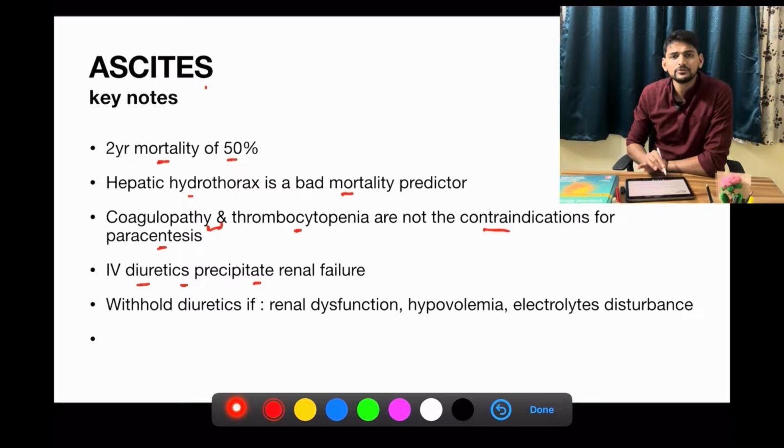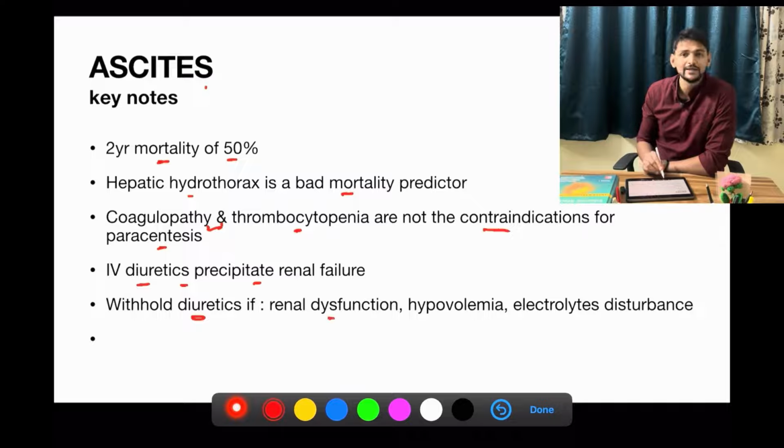That's why if the individual is able to take orally, try to give oral diuretics only. And when to withhold diuretics. This point also is very, very important. So we have started diuretics for ascites, but we should know when to stop diuretics.